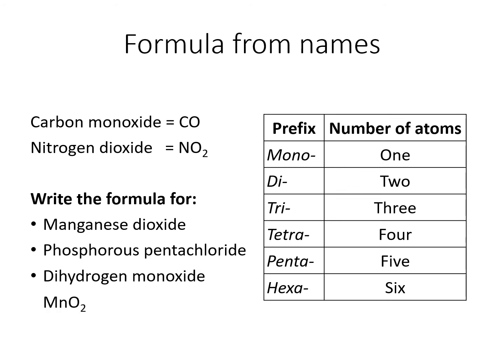So hopefully you found that manganese is not commonly used in chemistry classes. It's a transition metal, it's Mn, and then the dioxide is 2 oxygens, so it's MnO2. Phosphorus pentachloride is PCl5, the 5 coming from the penta part. And dihydrogen monoxide is the less commonly used, scientific name for water: dihydrogen, 2 hydrogens, monoxide, 1 oxygen, H2O.